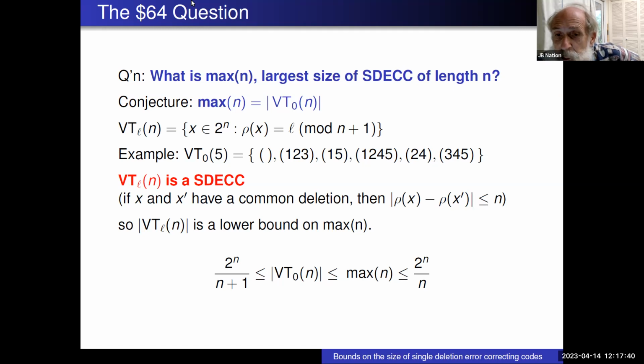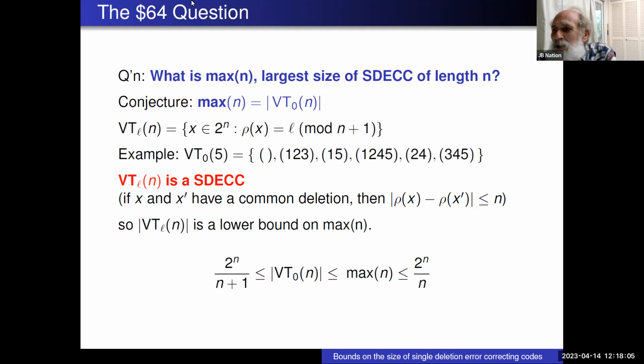And on the other hand, if you take the 2 to the n words and you partition them into n plus one equivalence classes, then you're going to have 2 to the n over n plus 1 in at least one of the classes by the pigeonhole principle. Okay.